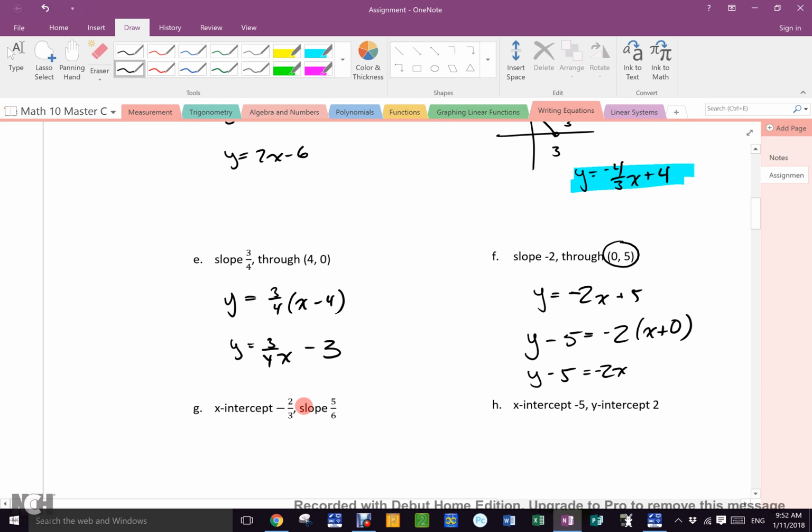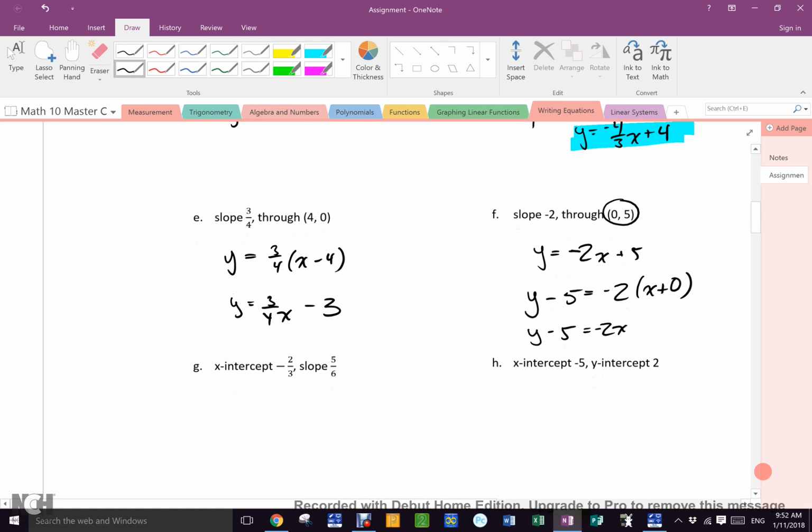This one was really tricky. This one's really hard. So, you know the slope is 5/6, yes? So, as soon as you see slope, I recommend slope, point slope, or slope-intercept form. I'm going to use slope-intercept form, even though this says x-intercept, and I'm about to show you why.